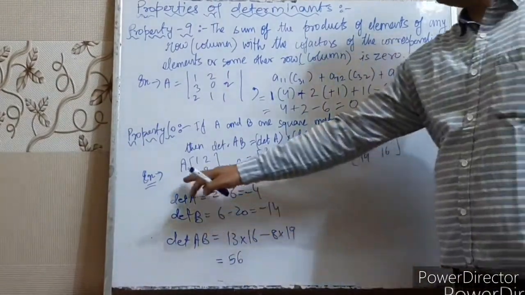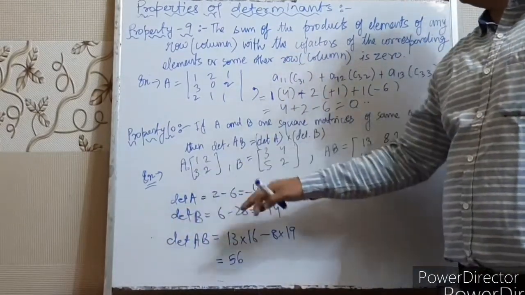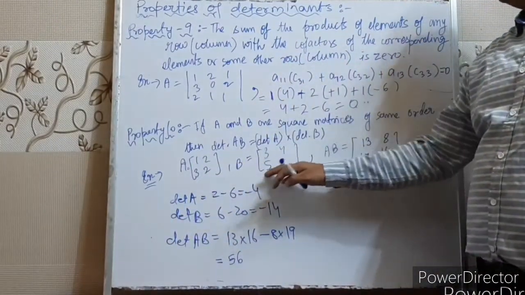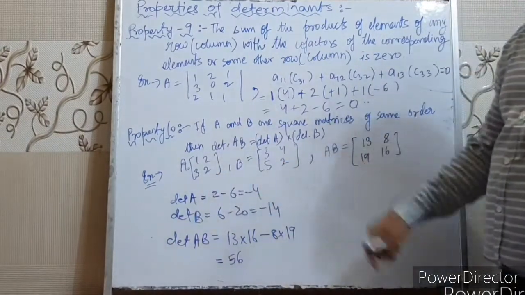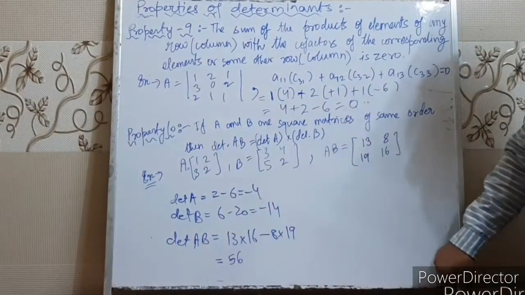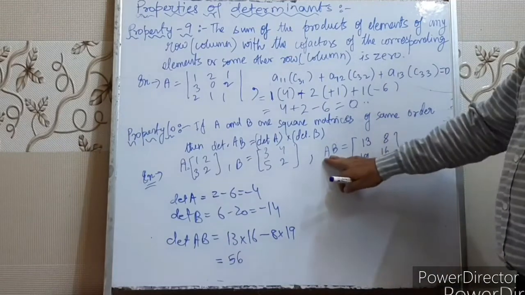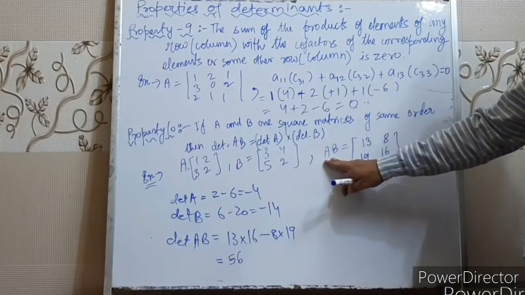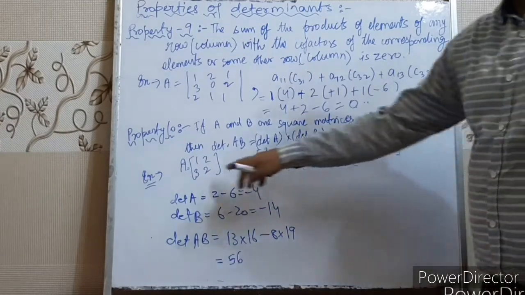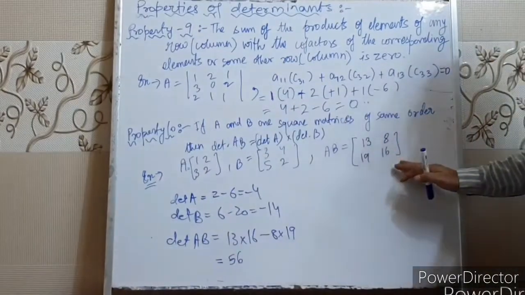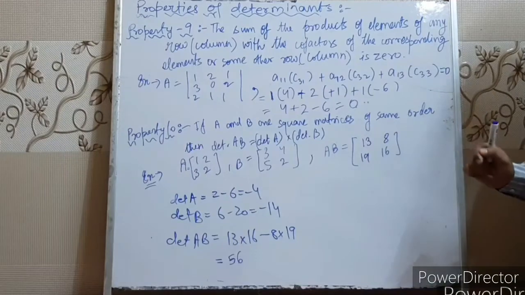Here I have taken matrix A as [1 2; 3 2] and matrix B as [3 4; 5 2]. You can see that both are square matrices of order 2. When we multiply these matrices, AB, we get [13 8; 19 16]. We know how to multiply; you do the multiplication and we get this matrix AB.